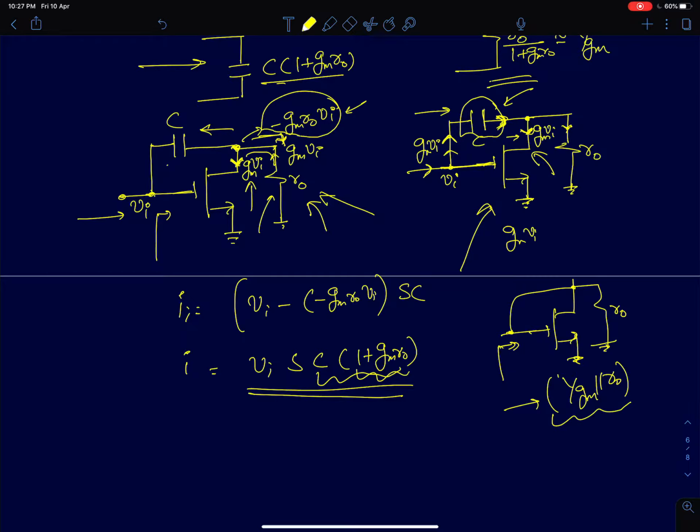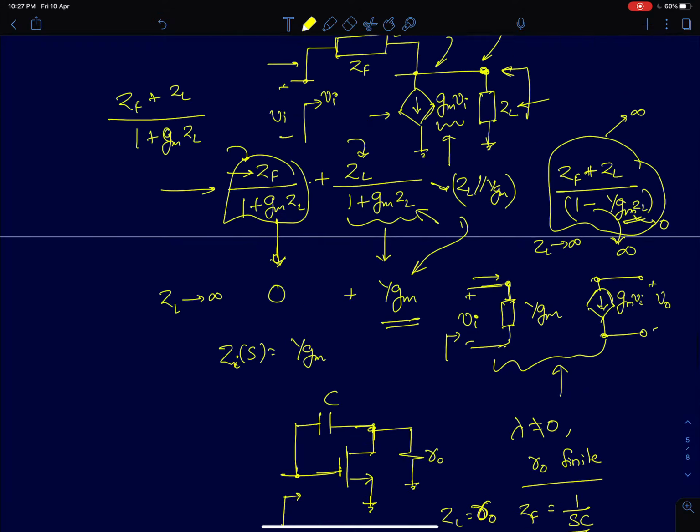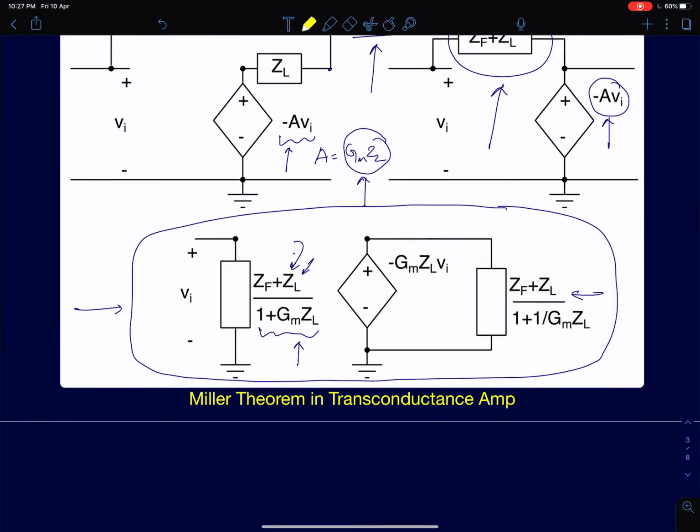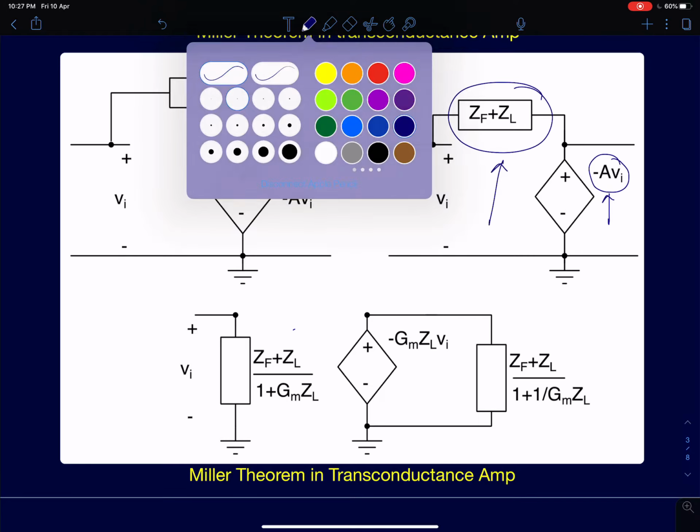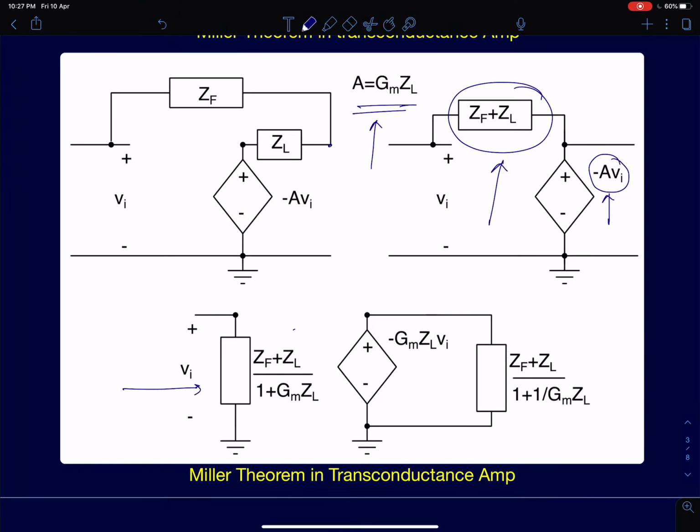So this is more of a rigorous analysis. We will see even more applications of this result when we start discussing the frequency response of common source amplifiers. The main take home point here is the expressions that I've shown here. Especially the input impedance is of great importance. It's going to be ZF plus ZL by 1 plus GM ZL. So this is the modification that we have to do when we apply Miller's theorem directly to MOS amplifiers, which are better approximated as transconductance amplifiers.